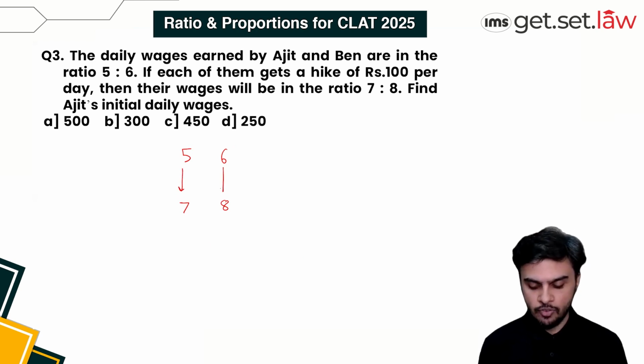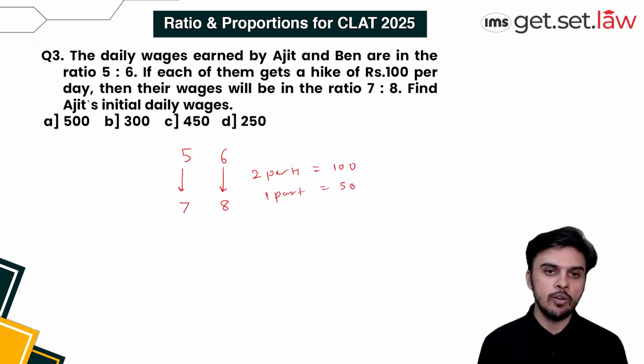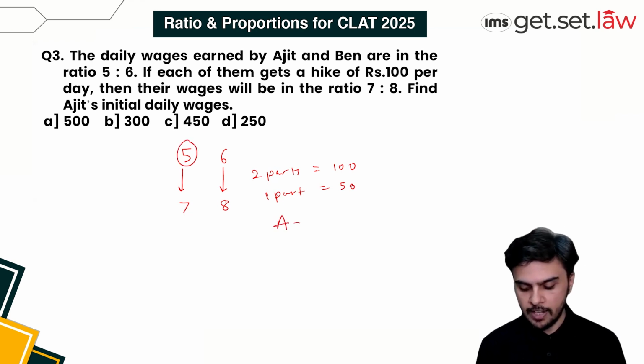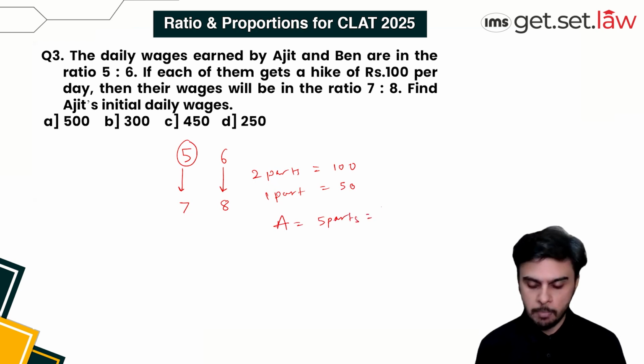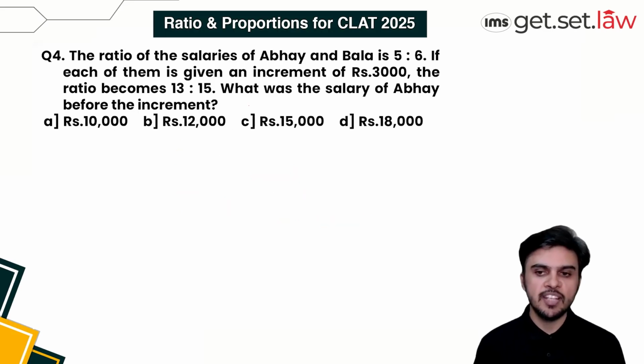So increase of 2 parts is equivalent to increase of rupees 100. So 1 part is equivalent to 100 divided by 2, that is 50. And we want to find out Ajit's initial wages. Ajit's initial wages is 5 parts. So we want answer to be 5 parts. 1 part is 50. So 5 parts is equal to 5 into 50. That is 250 rupees will be the wages of Ajit. So the correct answer is option D. Let's look at next question.